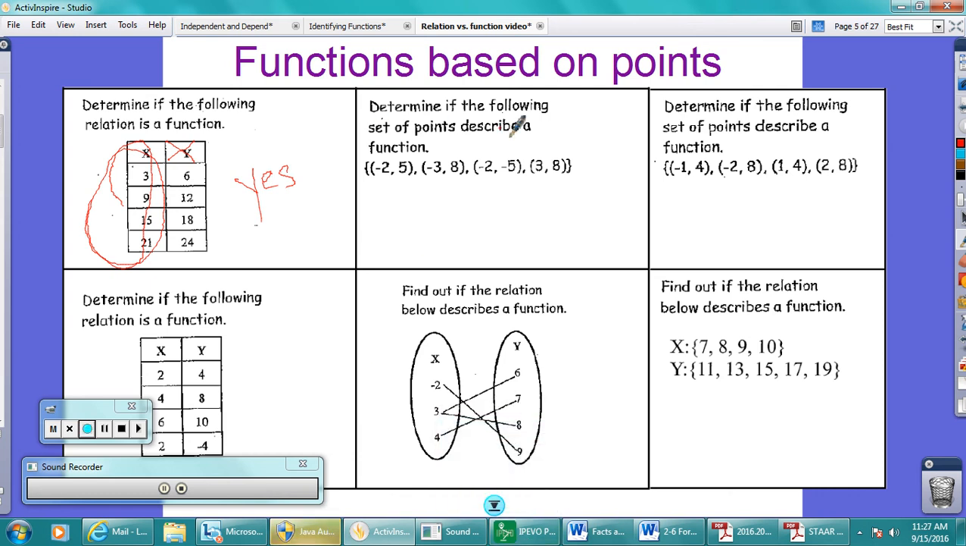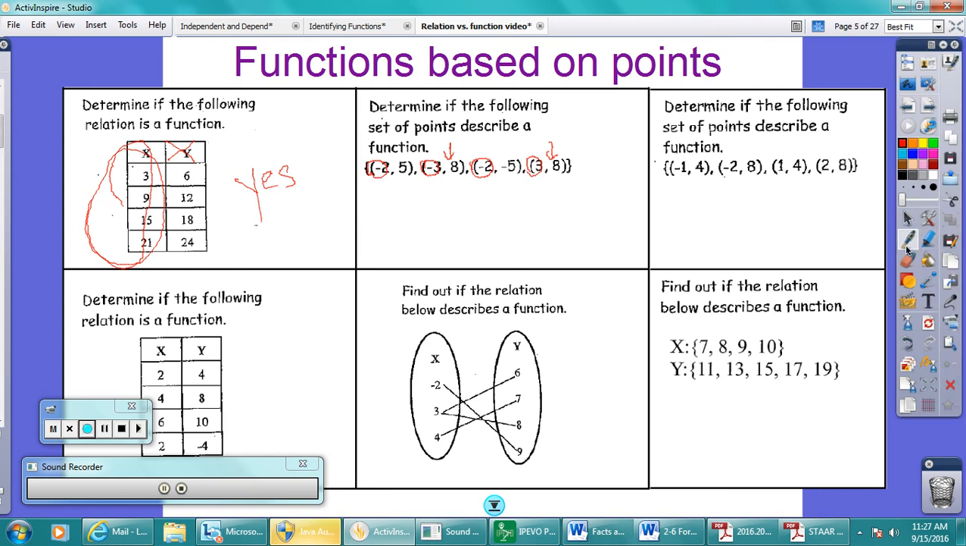Now look, I have a set of points in the function. So I'm going to be looking at my x values, x value, x value, x value. I don't care, right here, I see a y and a y that are the same. I don't care about the y's. It's the x values that I care about, okay?